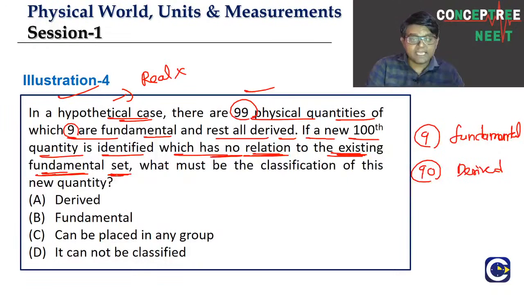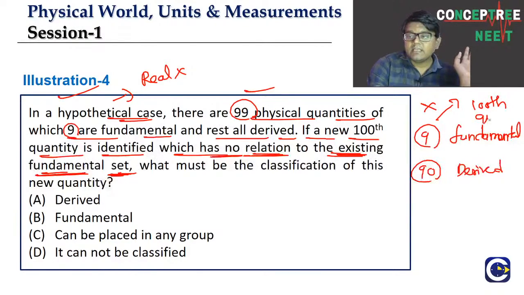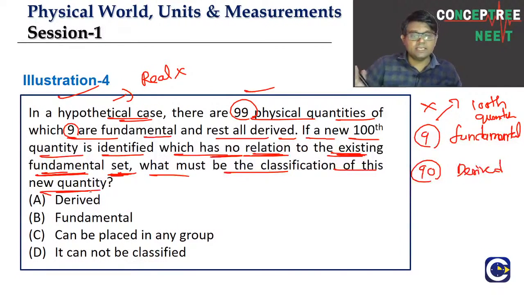So look at this, guys. What are we saying? The 100th new quantity identified has no relation to the existing fundamental set. And the existing fundamental set is 9. The 100th quantity is not related to the existing fundamental set. Then what must be the classification of this new quantity? That is the question. We have to identify what must be the classification of this new quantity. The critical statement: the 100th quantity has no relation to the existing fundamental set.